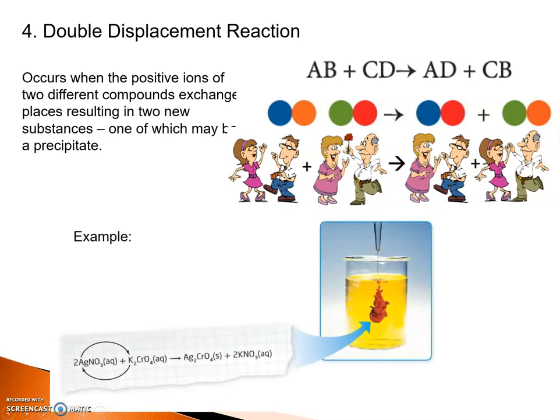An example of a double displacement reaction is something like this. Quite a cool thing that forms, a precipitate, when we mix silver nitrate with potassium chromate. That gives us silver chromate, which is that reddish precipitate, and potassium nitrate. So the metals have switched places with what they're matched up with.